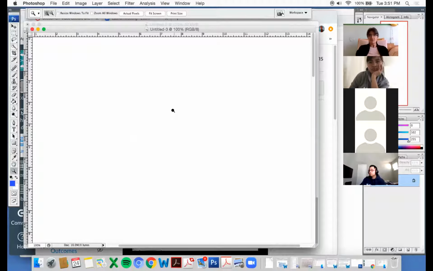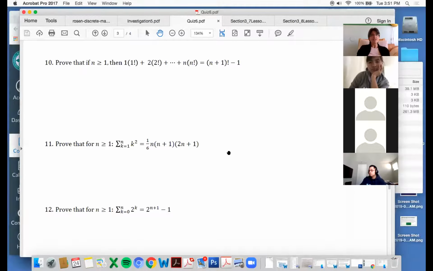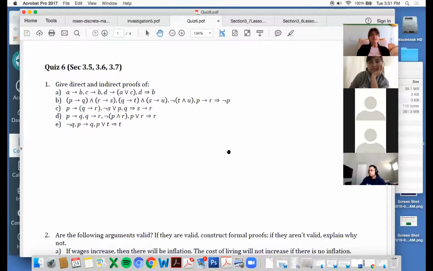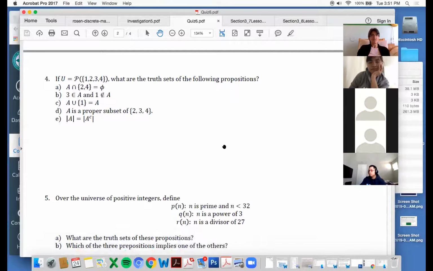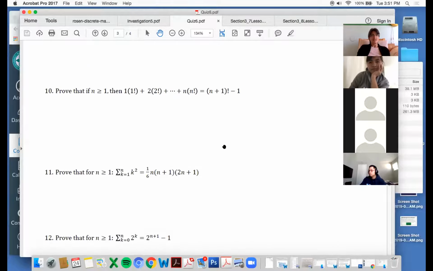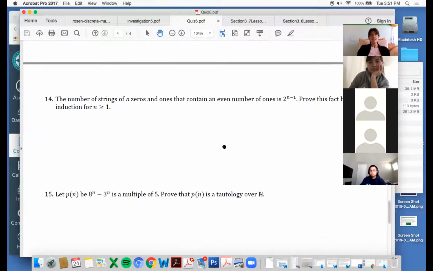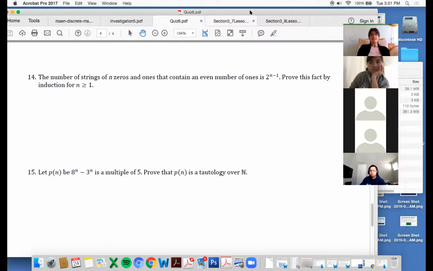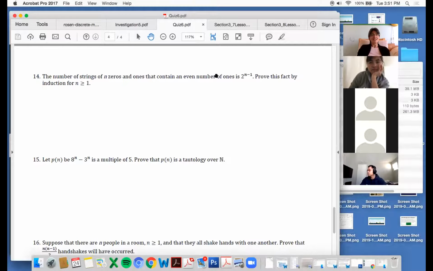Okay, let's see. So number 14, although I could probably work on here too. This is quiz 6. So 14 is, oh, this one. I like this one. Okay. So the number of strings of n zeros and ones that contain an even number of ones is 2 to the n minus 1. Prove this fact by induction for n bigger than or equal to 1. Right, so let's see.